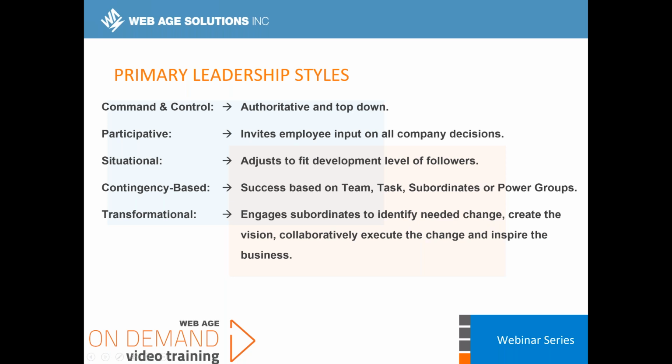Finally, transformational, which has been very popular in the last 10 years or so, engages subordinates. It gets people to identify change in the business and then to craft a vision to drive that change. A lot of times, people say this is the style that I believe is the best style in order to be successful in our business.